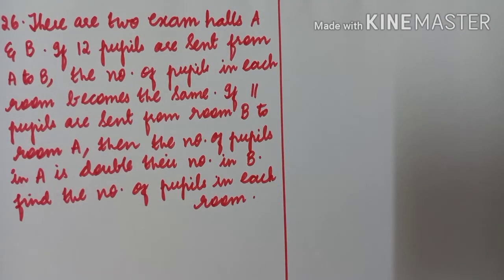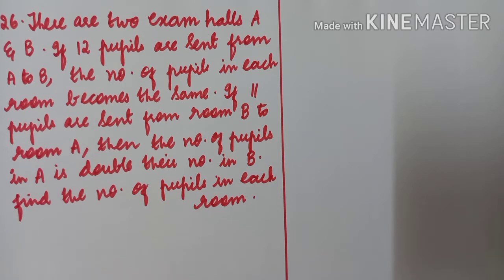Now students, the next problem is the 26th one. What is the question given? There are two exam halls, A and B. If 12 pupils are sent from A to B, the number of pupils in each room becomes the same. If 11 people are sent from room B to room A, then the number of people in A is double their number in B. You need to find the number of people in each room.